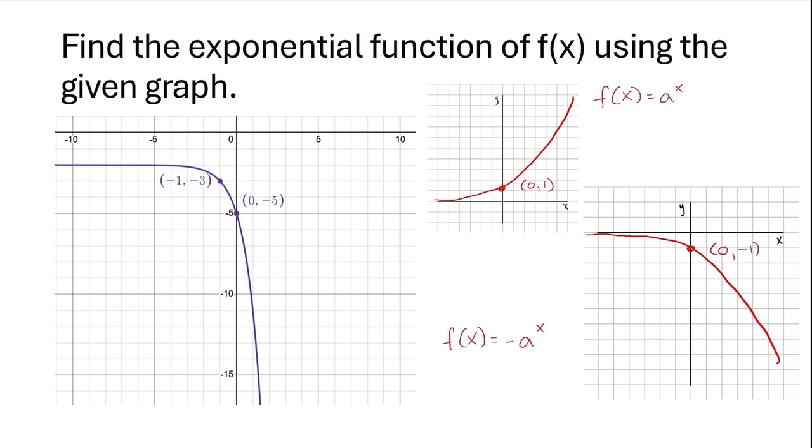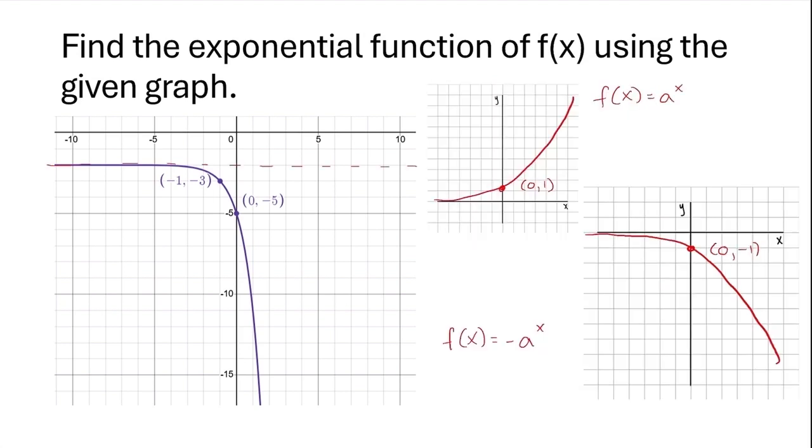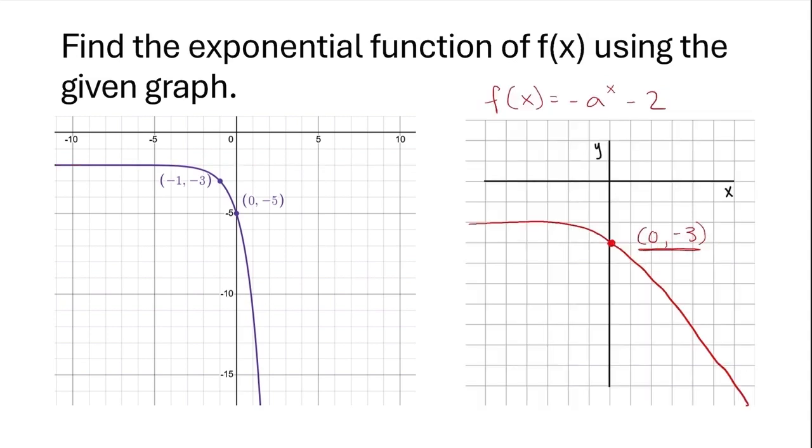Next, we can look and see that our horizontal asymptote in our example problem is -2. So we need to subtract 2 from our negative a to the x. So we have f of x equals negative a to the x minus 2. This graph will look something like this. It will pass through the point 0, -3. And notice we just get that from shifting this 0, -1 down 2 units.